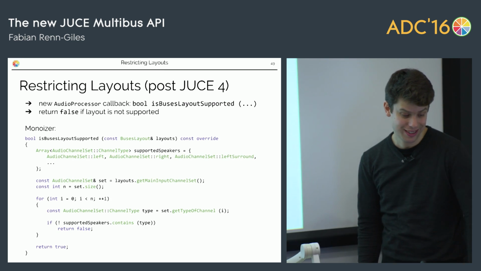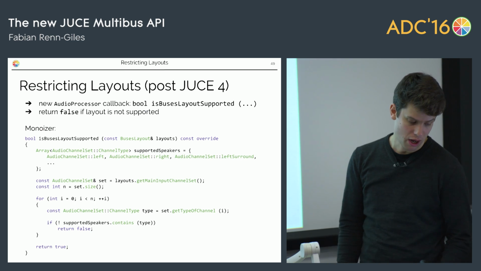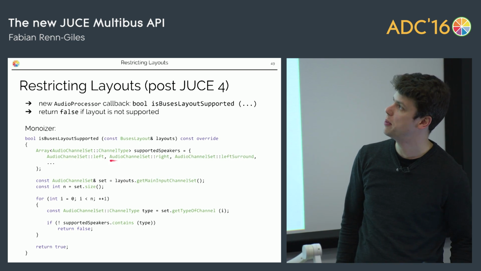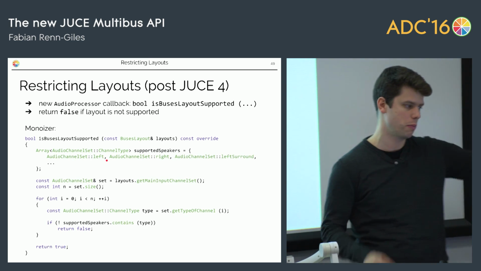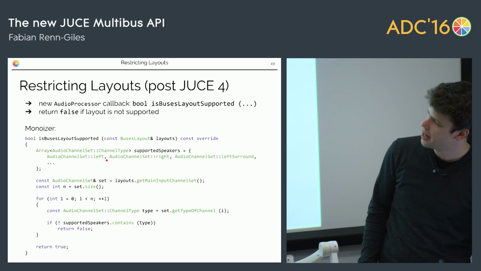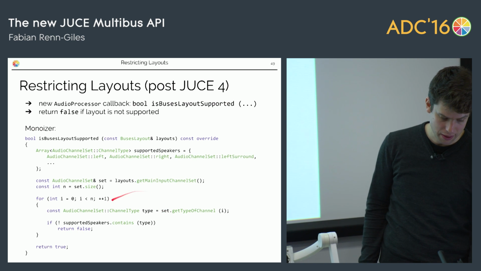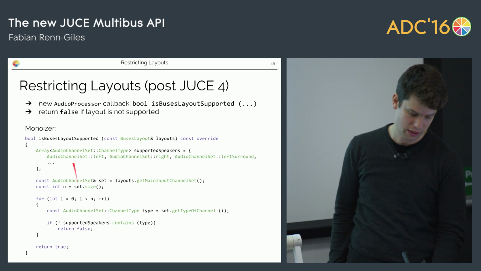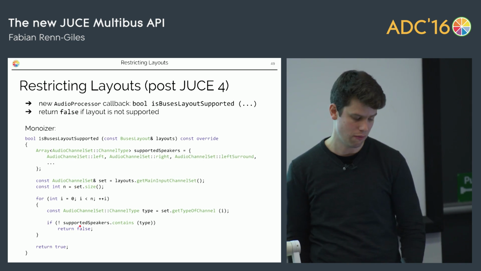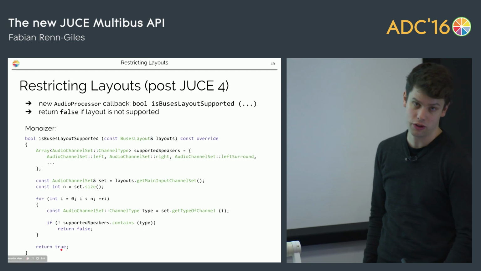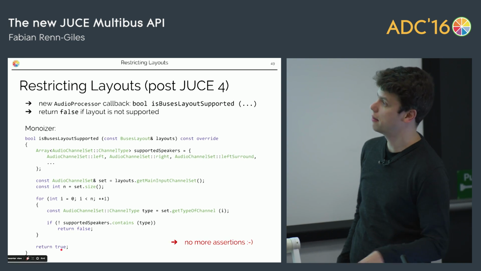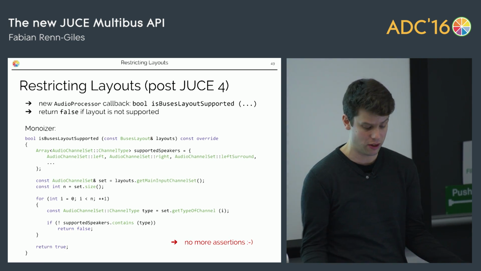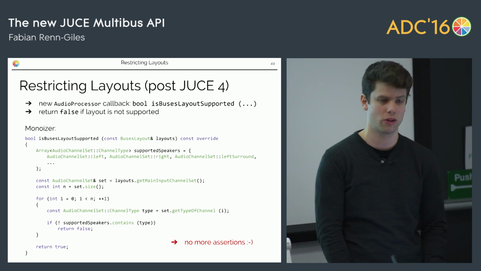For the MonoIser, it's a bit more complex. Here, as a developer, I've implemented an array of all the speakers I support, all the speakers I know the positions of, and then I iterate through the speakers, and if I find a speaker that I don't support, so that's not in this list, I return false. And if I know about all the speakers, then I return true. So by doing this, Logic will not show the 6.1 surround format anymore, the format I don't support, and I have no more assertions or crashes.